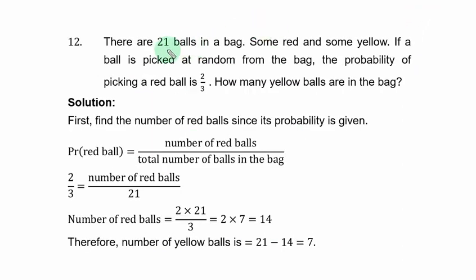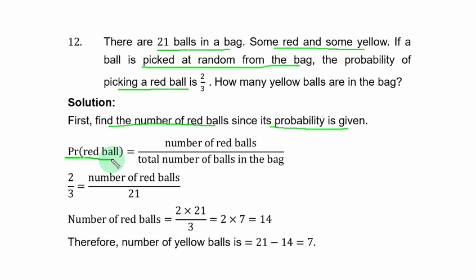Example 12. There are 21 balls in a bag, some red and some yellow. If a ball is picked at random from the bag, the probability of picking a red ball is 2 over 3. How many yellow balls are in the bag? Solution. First, find the number of red balls since its probability is given. Once you get it, you do subtraction with the total and you get the number of yellow balls.